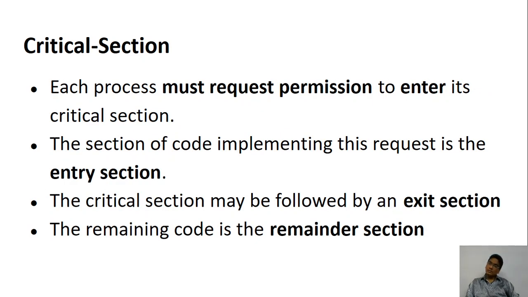So each process, before it enters into the critical section, must get permission from the operating system saying that I want to perform the critical section. If the operating system says no, somebody else is already performing their critical section, then my process has to wait. So this code which makes the request or takes permission is called the entry section. So before you enter, it's like if you have a ticket, you enter.